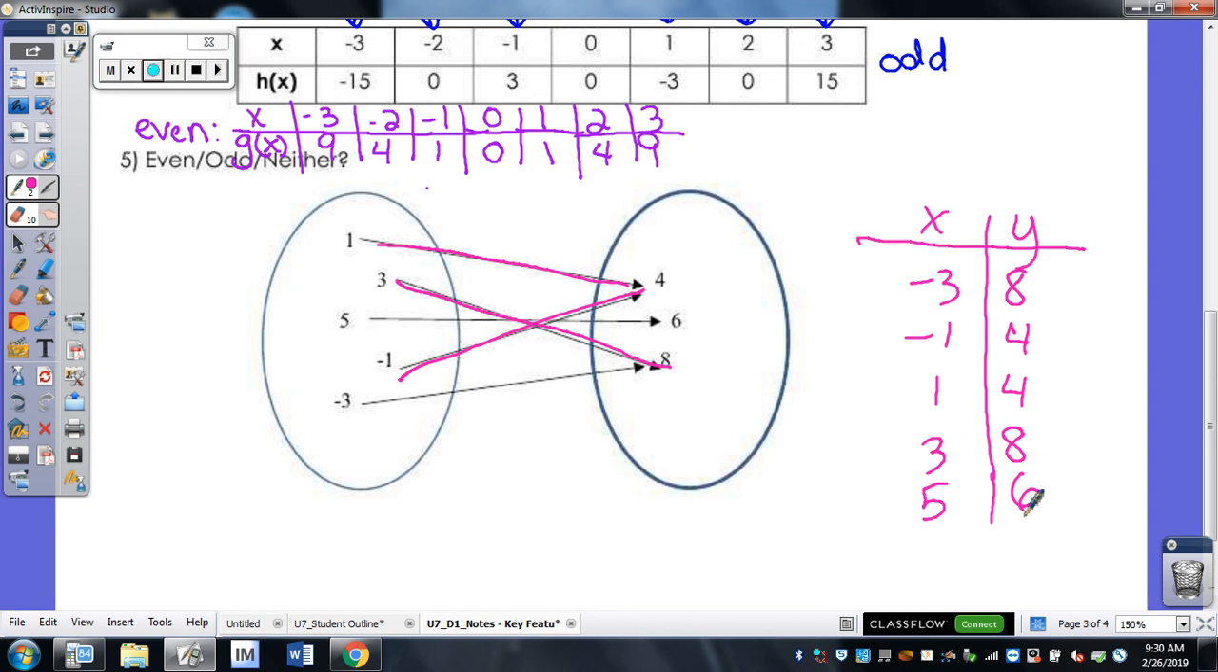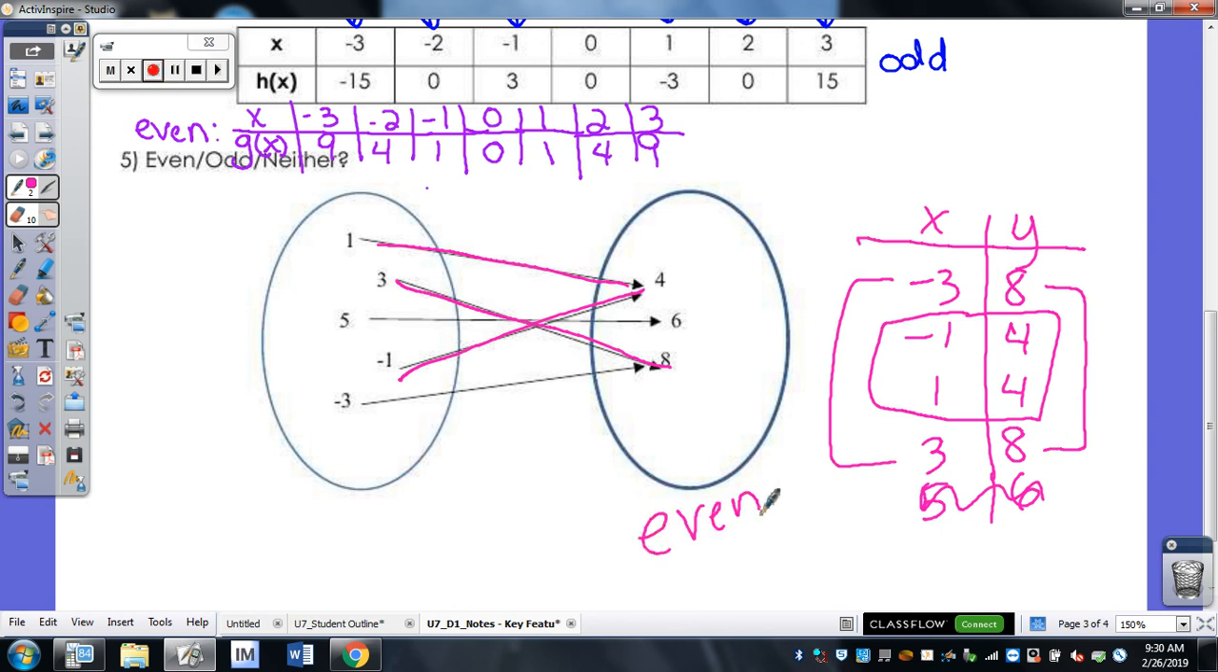So really, the 5 doesn't help me out much as far as figuring out whether it's even or odd, because there is no negative 5 in my diagram. So that's not helpful. So if I look at my 1s, my positive 1 and my negative 1, they give me the same exact answer. So this looks like it's going to be even. Negative 3 and positive 3 also give me the same exact answer. So this tells us this is an even function. Your negative version and your positive version give you the same answer. It's even.